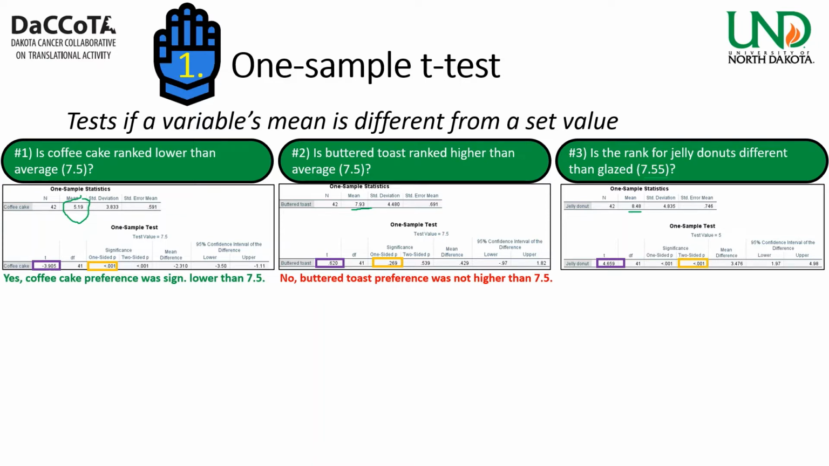We're using a two-sided p-value because we're asking different. We're not picking a side. So yes, jelly preference was significantly higher than glazed.